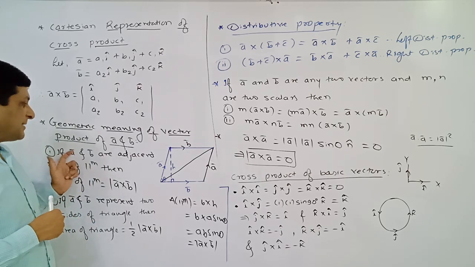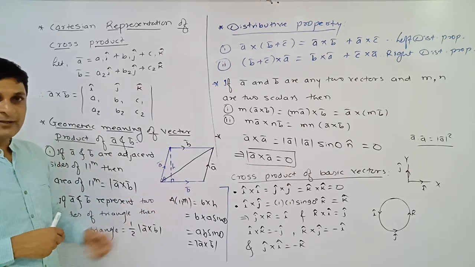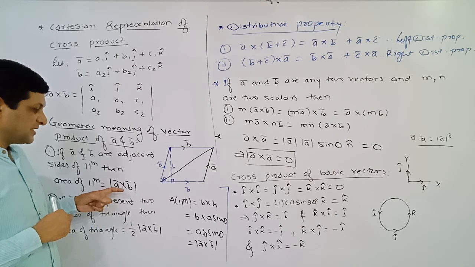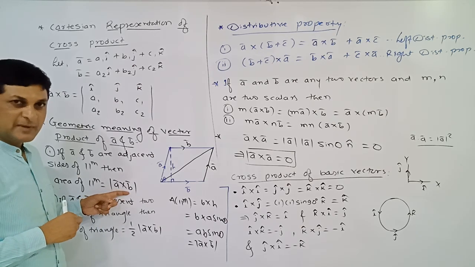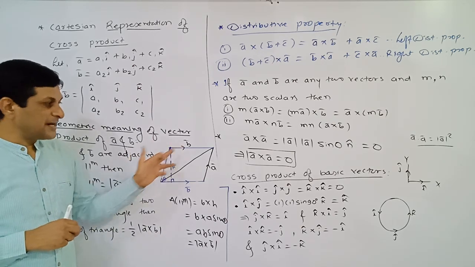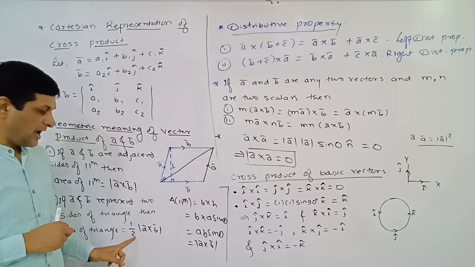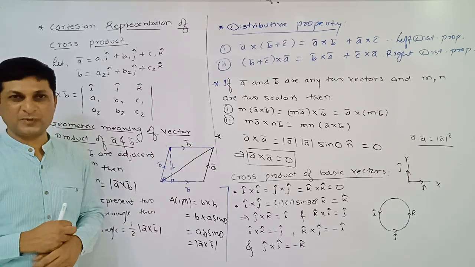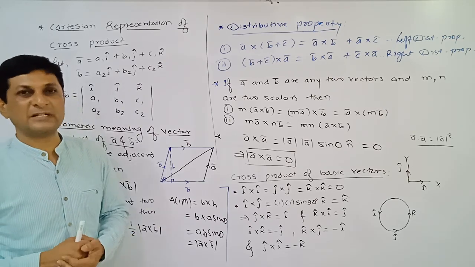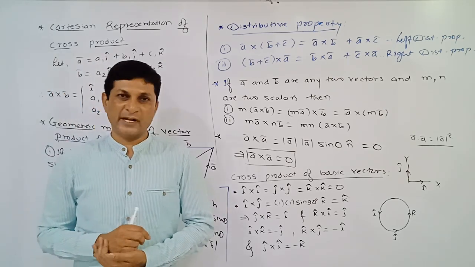If A bar and B bar represent adjacent sides of a parallelogram, then the area of the parallelogram is equal to the magnitude of A bar cross B bar. And if A bar and B bar represent two sides of a triangle, then the area of the triangle is equal to half the magnitude of A bar cross B bar. All these are nothing but results related to vectors.